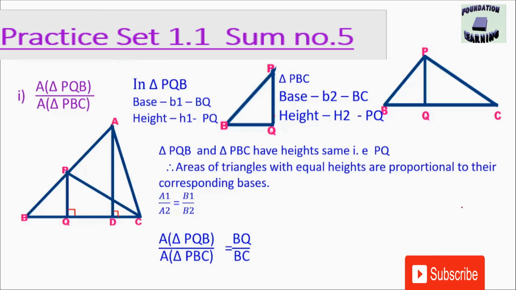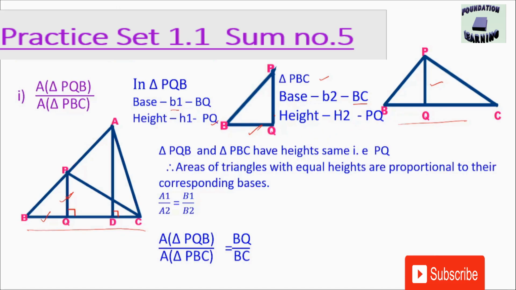So let's see it neatly. Same thing. Here I have drawn the diagram neatly. In triangle PQB, base is BQ. Here, PQ is here. Height is PQ. Height is here, PQ. In triangle PBC, base is BC. BC is here and here. In the bigger original triangle, it's here. And height is PQ. Height is the same thing, right? Because the other triangle is a part of it.